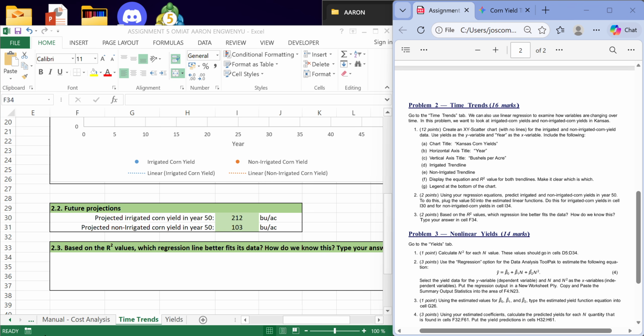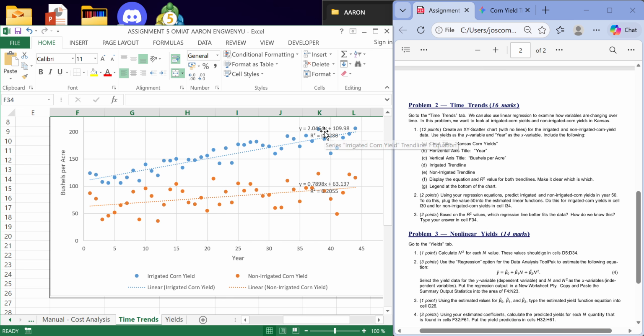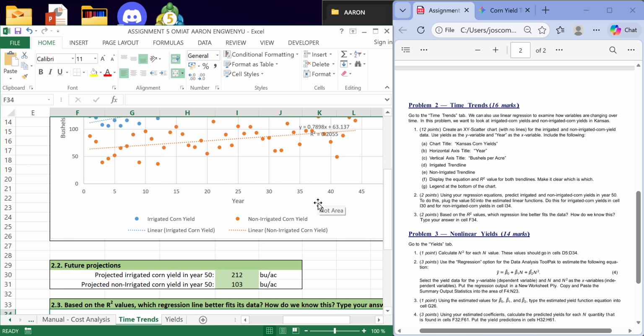Okay, so to answer this question, we're going to look at the R-squared value. Based on the R-squared value, which regression line better fits its data? The R-squared value measures the relationship between the variance and the data itself. So the higher the R-squared value, the better it fits the data. Based on these two, we can clearly say that this upper one for irrigated cornfield better fits the data.